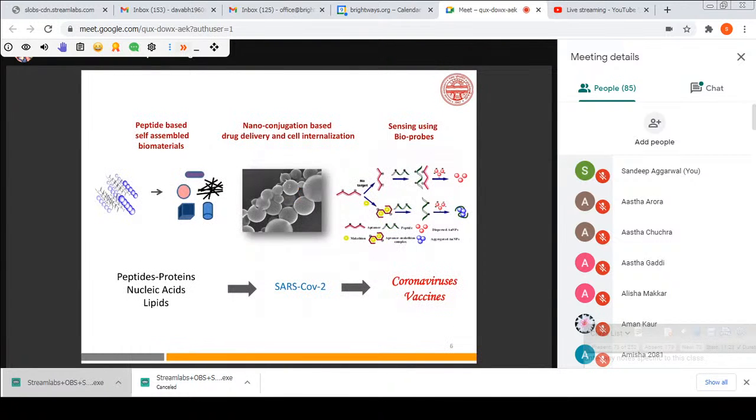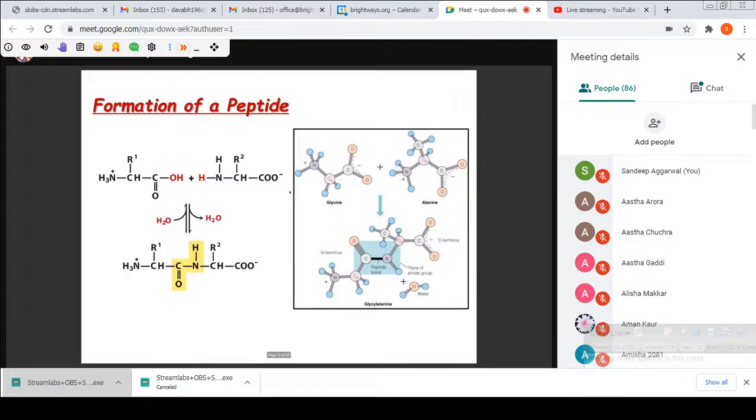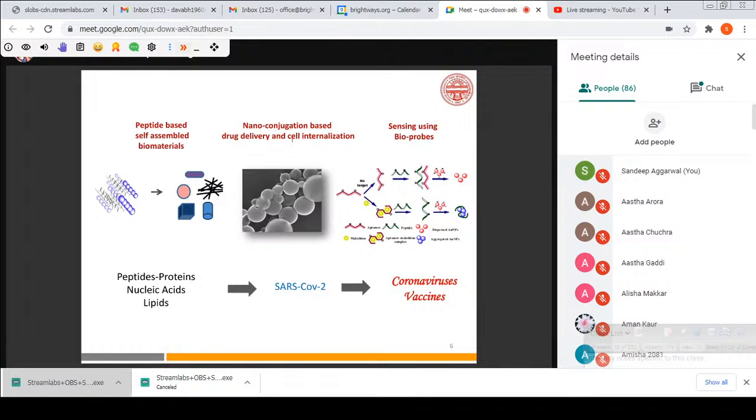So I shall be discussing three things today. One application is in biomaterials. I shall be discussing protein and peptide based biomaterials, how we can derive new biomaterials from protein and peptide systems. Then I shall be discussing drug delivery aspects, how these systems can be used in drug delivery and cell internalization. And then finally, I will be discussing some of the sensors or biosensors or bioprobes which are available.